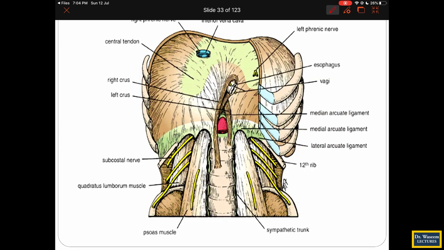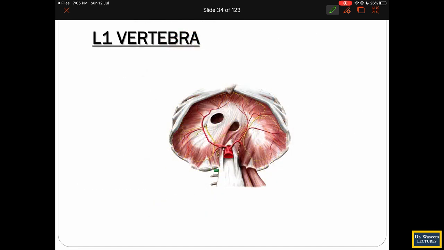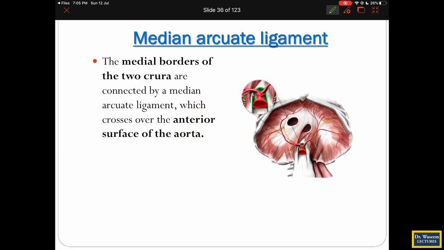See again, left crus, right crus, and this green color which is between these two, binding them together, is called the median arcuate ligament. And here again we told you about the first, second and third lumbar vertebrae, their transverse processes. Left crus you have already watched. Now the thing is, I have told you that the medial borders of the two crura will be bound together by means of this green ligament. It is called the median arcuate ligament.